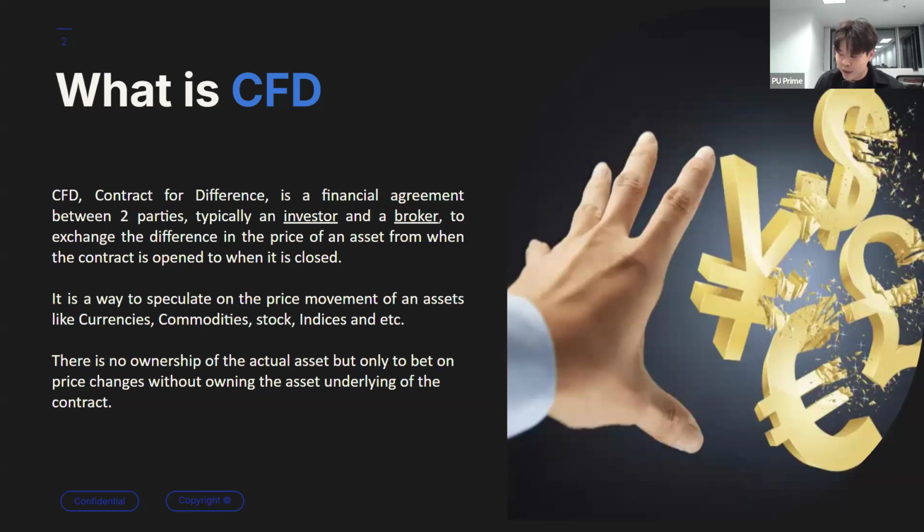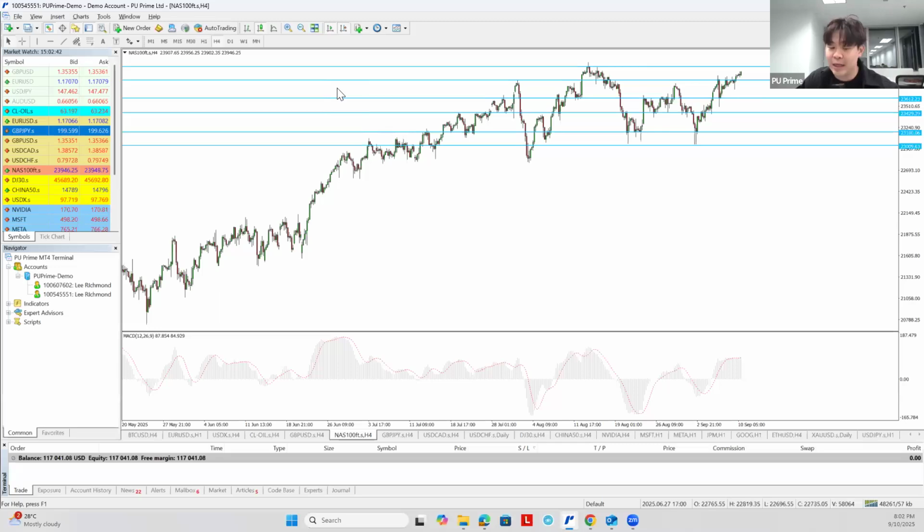Okay, and compared to the crypto market, if you buy Bitcoin, you hold Bitcoin in your hand, but when you want to sell it, you need to find a seller willing to purchase from you. But in the CFD industry, you don't need to. You just go to MT4, MT5 or the PU Prime trading app. You can just click buy or sell, and then you can close your positions easily.